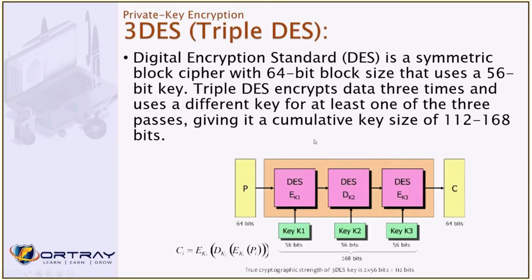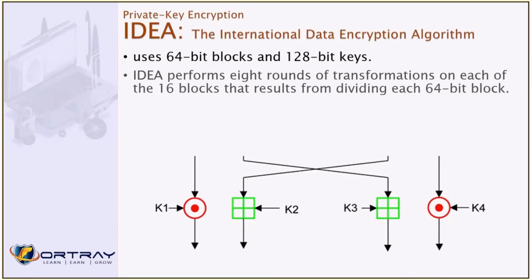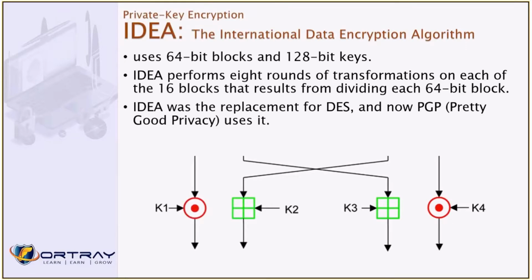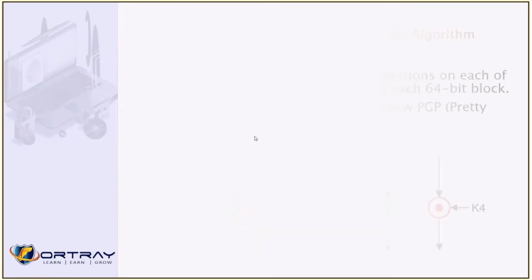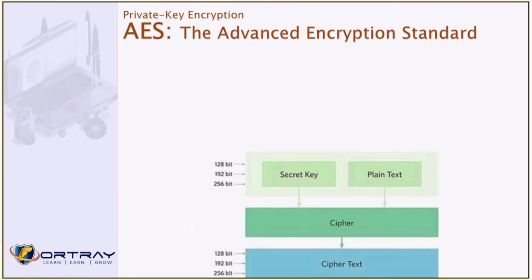So basically, the longer the key, the more difficult it is to crack. That's the International Data Encryption Algorithm, IDEA, with a 64-bit block and 128-bit key. IDEA was a replacement for DES, and now PGP uses it. So what is PGP? We will discuss it today. Then AES, the Advanced Encryption Standard.